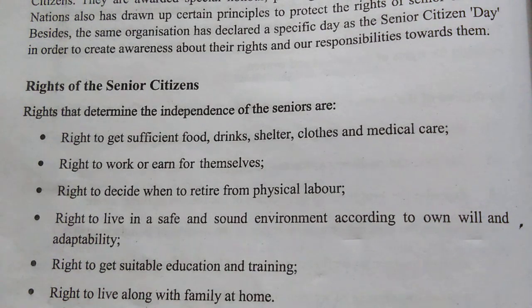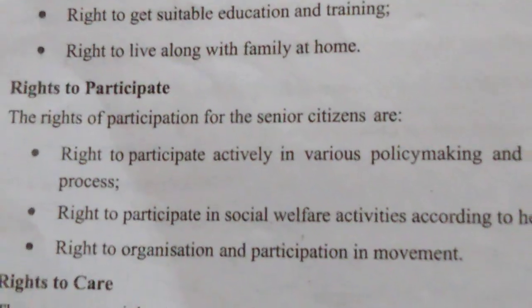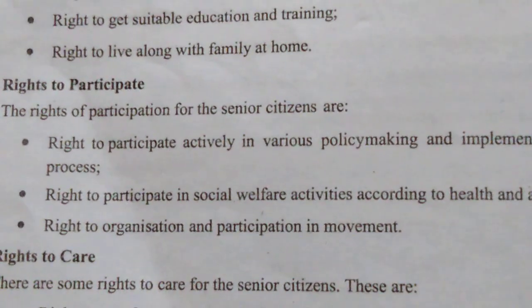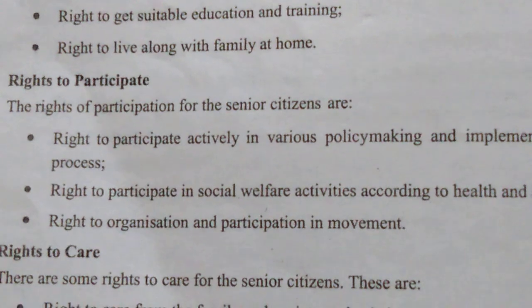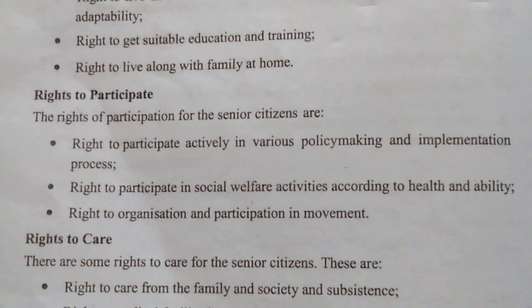I repeat, right to get sufficient food, drinks, shelter, clothes, medical care. Point 2, right to work or earn for themselves. Point 3, right to decide when to retire from physical labor. Point 4, right to live in a safe and sound environment according to own will and adaptability. Point 5, right to get suitable education and training. And point 6, right to live along with family members at home.